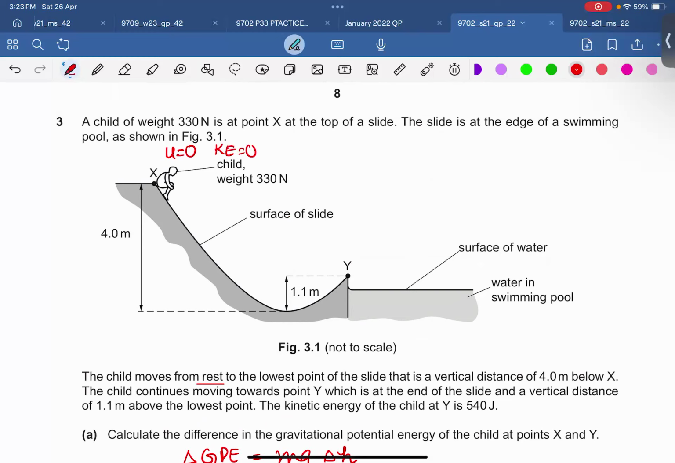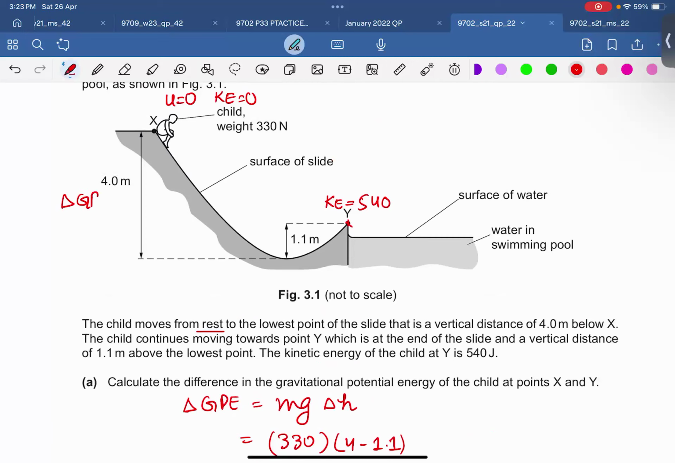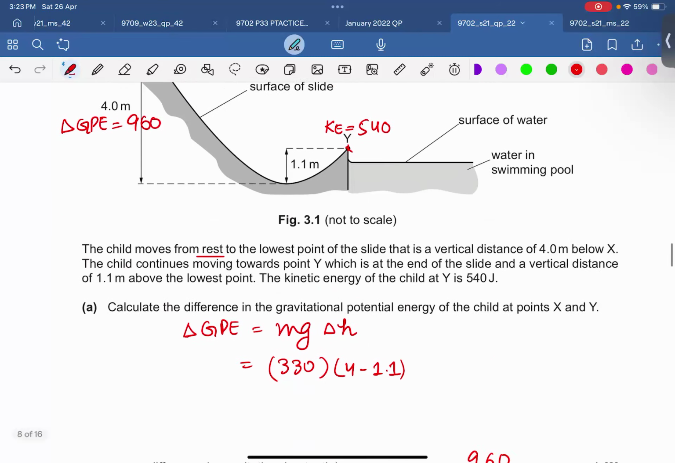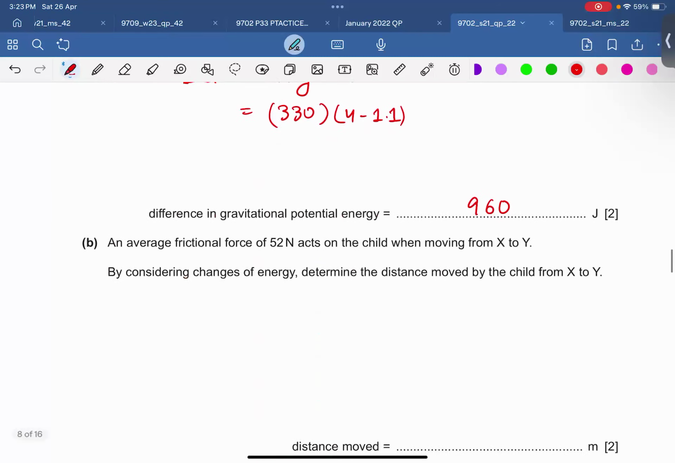At the end, at y, the kinetic energy is given as 560. Sorry, 540. But the total change in the gravitational potential energy is 960. So the rest of the energy will be converted into what form? Sir, work done against friction. Good, perfect.